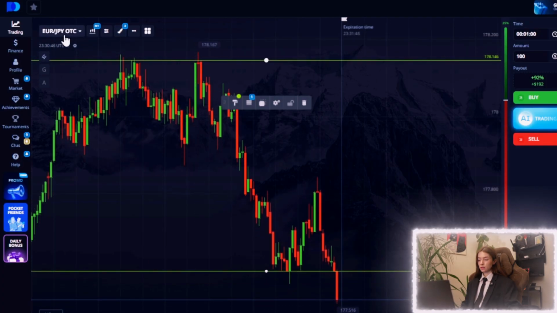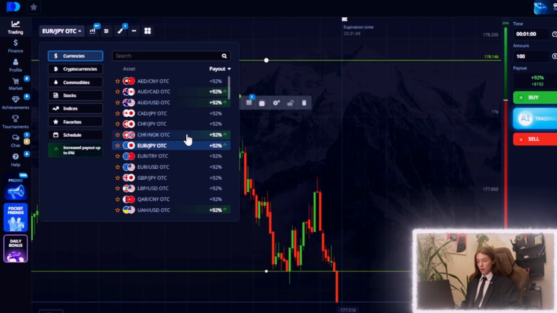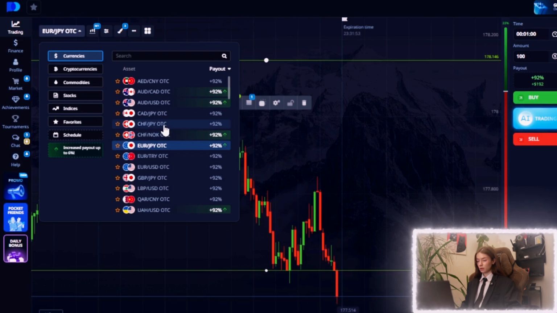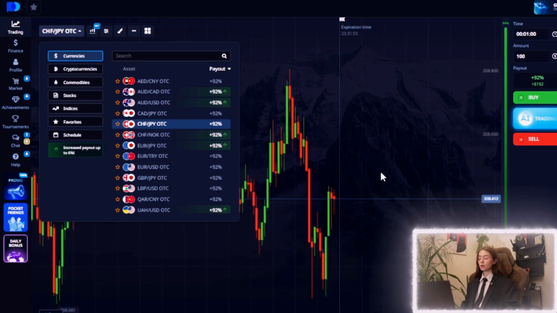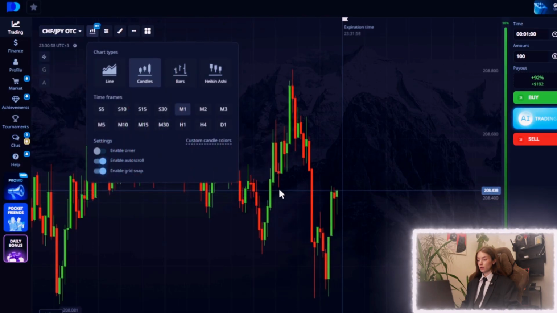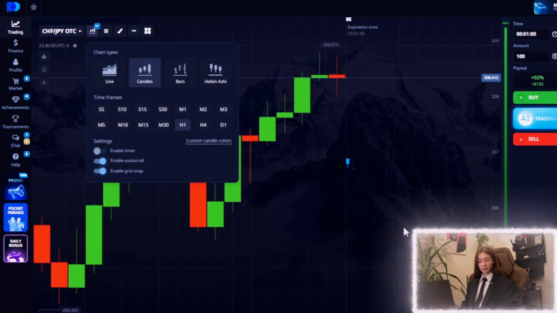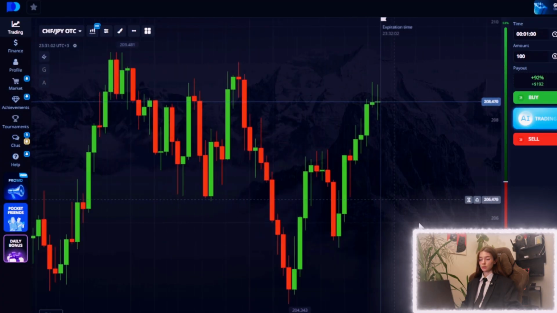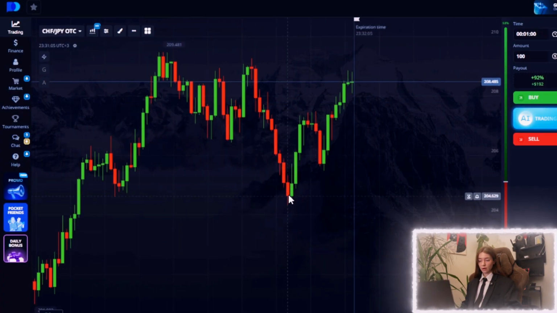Let's choose our currency pair. I suggest selecting the Swiss franc and Japanese yen. For now I'm taking a look at the chart. First we look at the hourly time frame to understand the broader trend. As you can see, after a decline there is an upward tendency. Several consecutive candles, a kind of breakout, a long candle. There was a move down here, but overall there is still an upward trend.